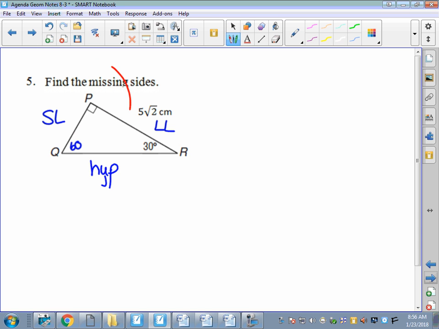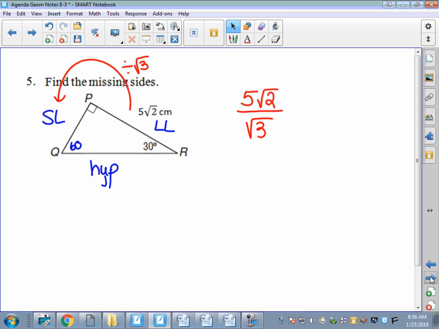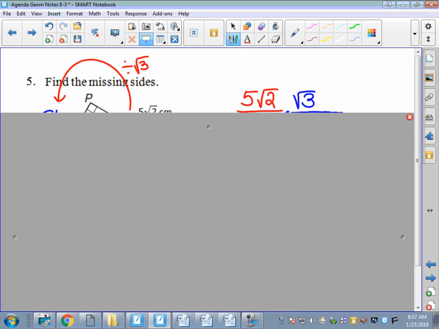So how do I go from the long leg to the short leg? This is a square root of 3, right? We're going from long to short. So I've got 5 roots of 2 divided by a square root of 3. This one is really an ugly one. We've got to rationalize the denominator. So I'm going to multiply the top and bottom by the bottom. If I just look at the numerator, I've got 5 roots of 2 times the square root of 3. 5 stays the same, and I get the square root of 6 when I times those two numbers together.